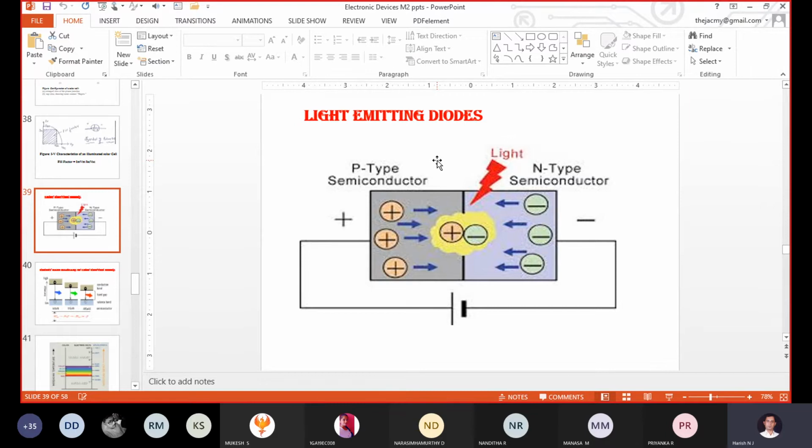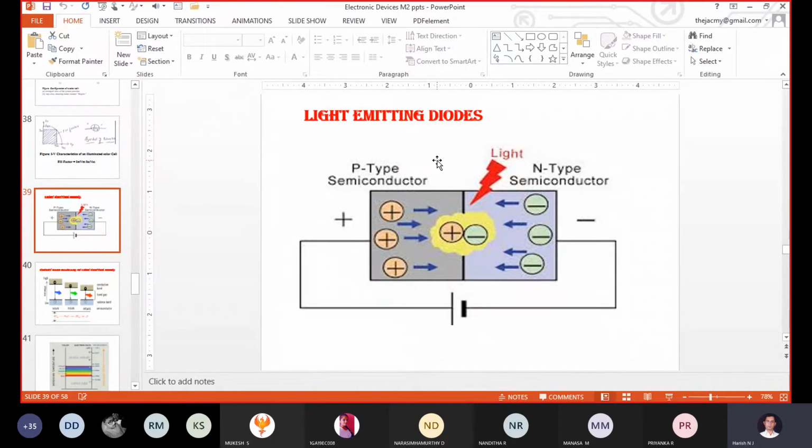If you are choosing an indirect band gap semiconducting material, correct, there also the recombination process will happen. But at the time when the recombination happens, the energy is also released, but that energy is in the form of heat, or invisible light radiation, correct?